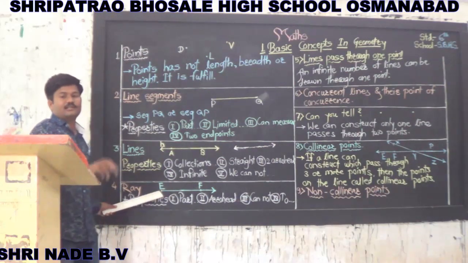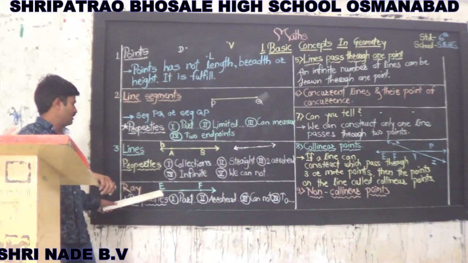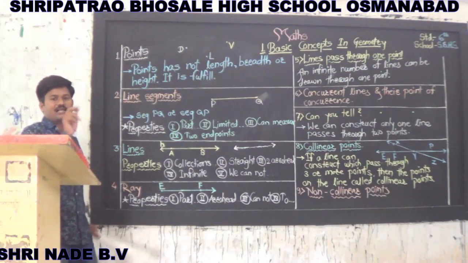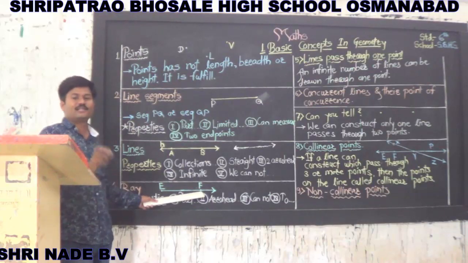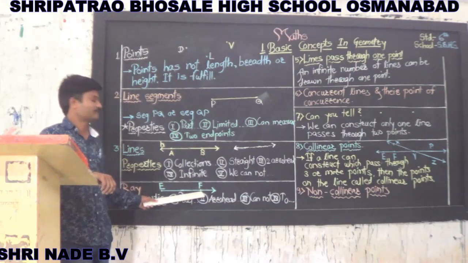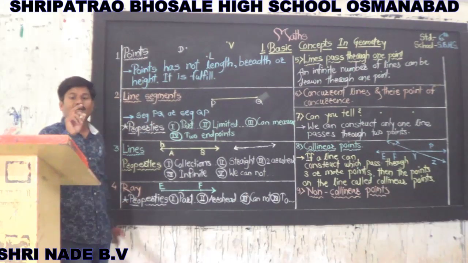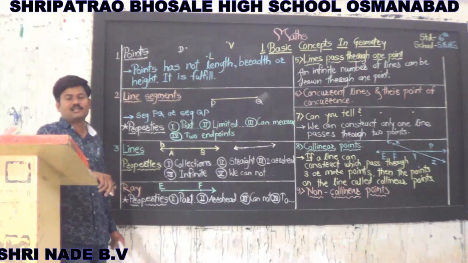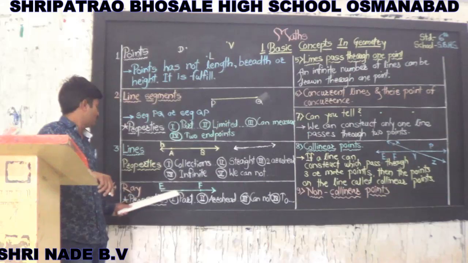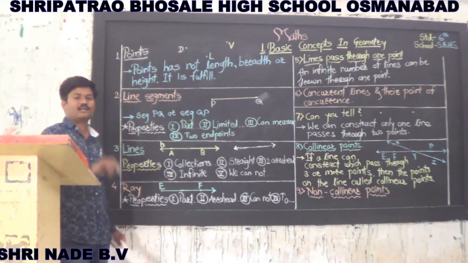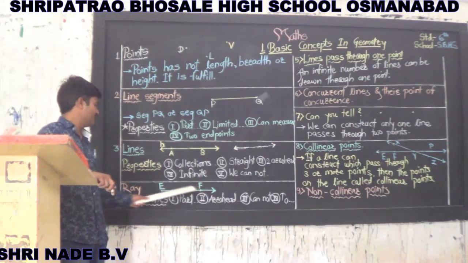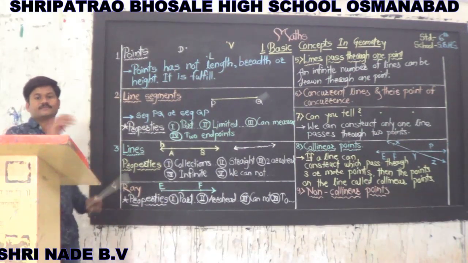Here point E is called the origin or starting point of the ray, and point F is any point on the ray. Here is one important sentence related to a ray. Ray EF is not read as ray FE.